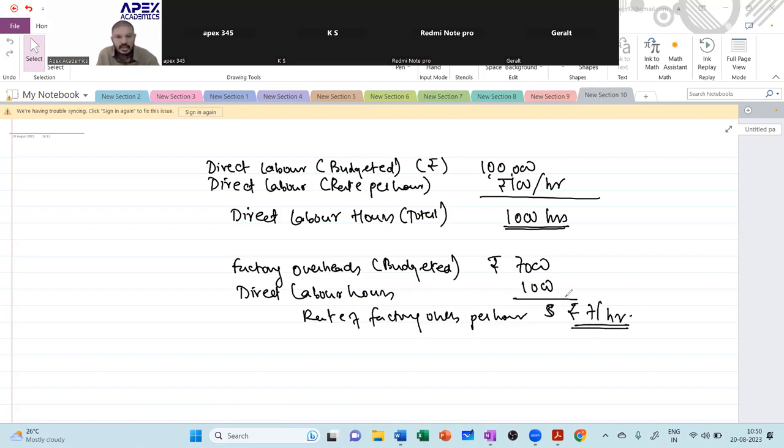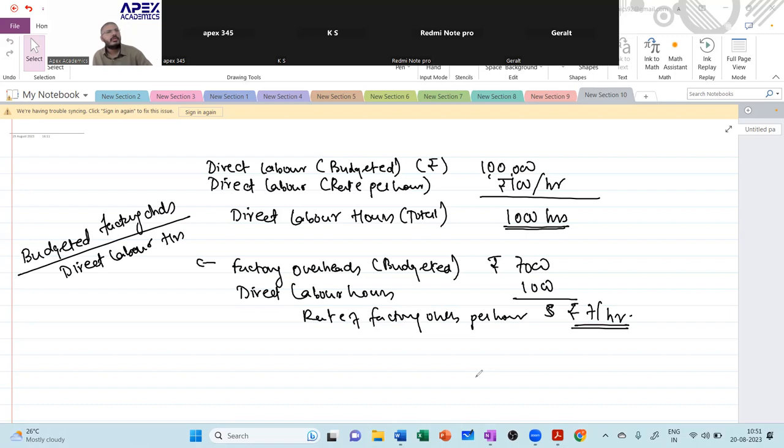What have we done? We have divided the budgeted factory overheads by direct labor hours. I hope you are with me on that. Are you with me on that? What is the meaning of that? The meaning of that is that factory overheads are allocated on the basis of direct labor hours.